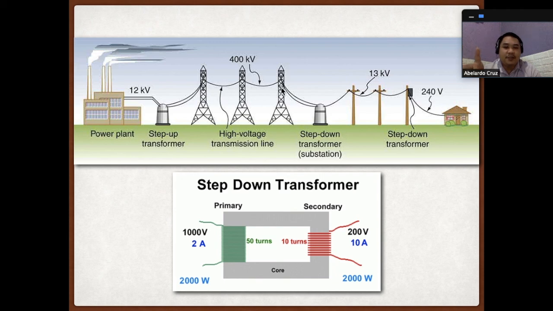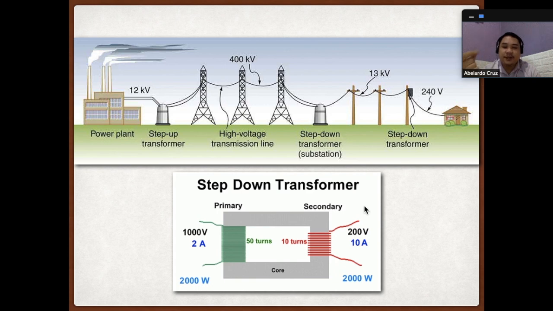Before it will be distributed to our houses, it must go first to the substation, wherein it will be stepped down. From 400 kilovolts, it will now become 13 kilovolts. And then we could have the 13 kilovolts down to 240 volts by the step-down transformer.